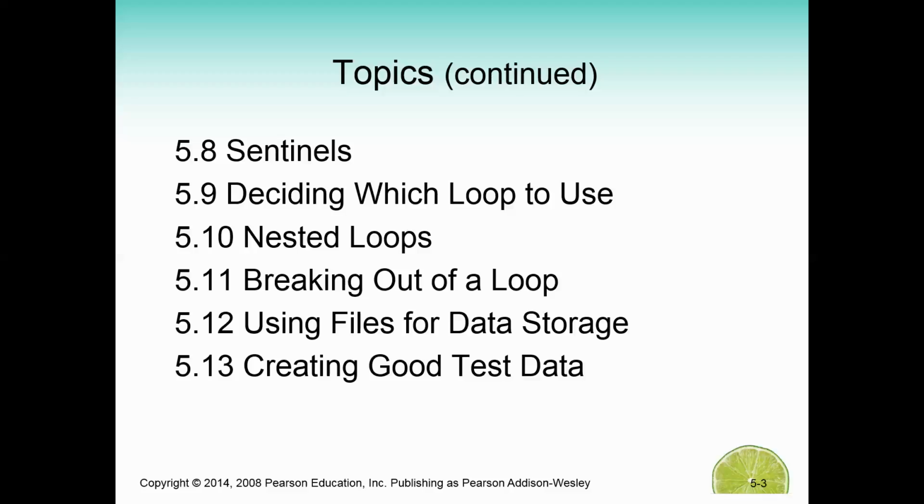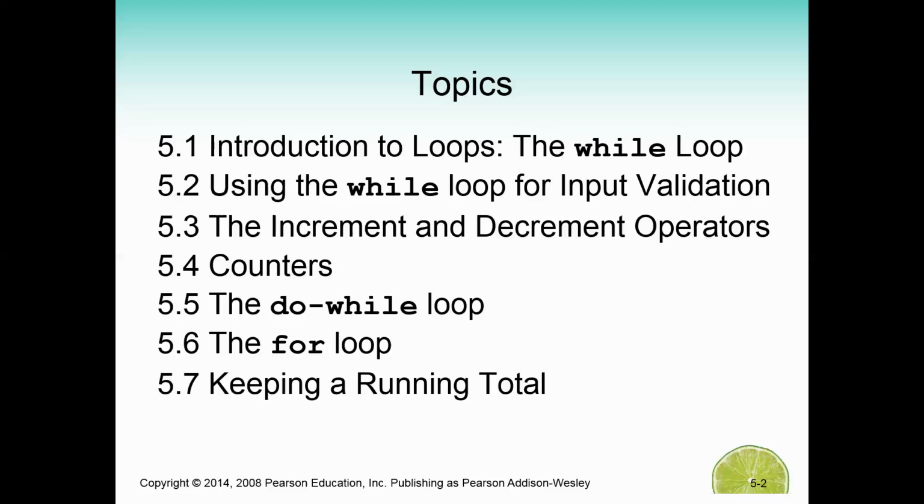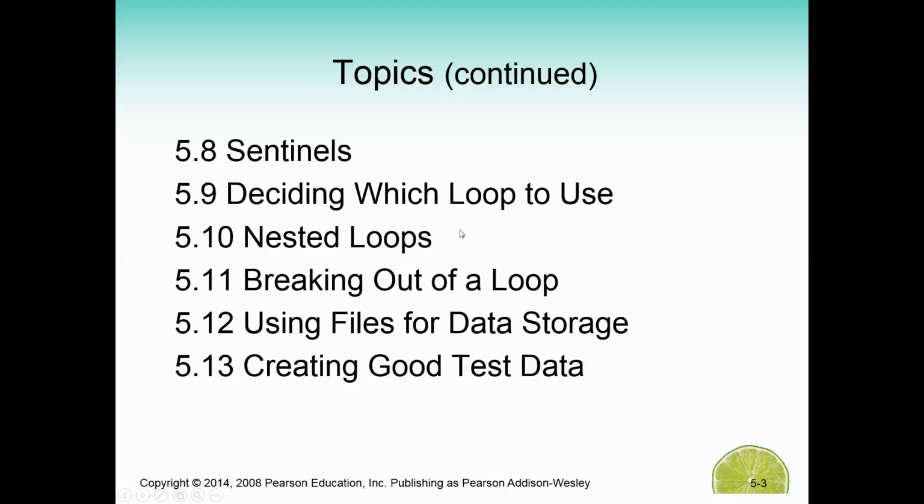Sentinels, they are like flags. They're going to help us stop the process or continue with the process. And of course, now that we know 3 types of loops, because we're going to be learning the while, the do while, and the for, we have to decide when to use which one. So we're going to discuss that.